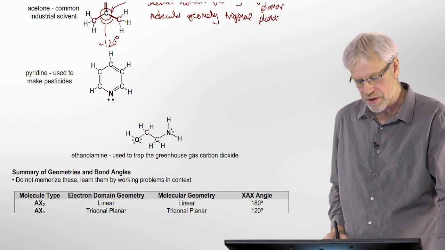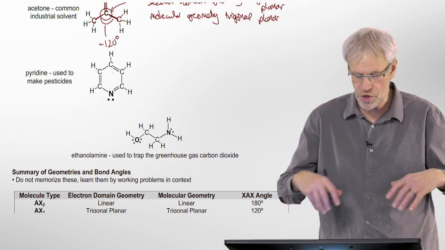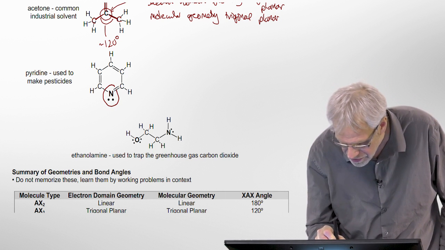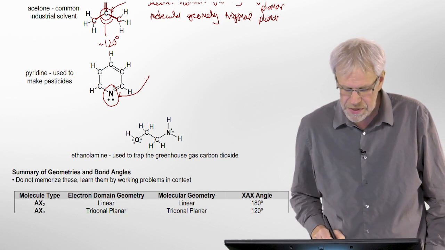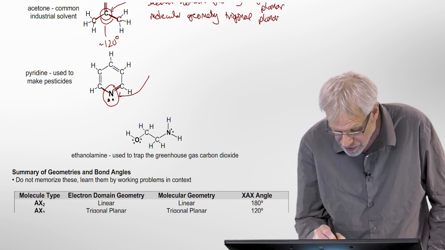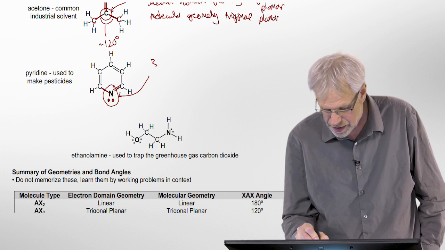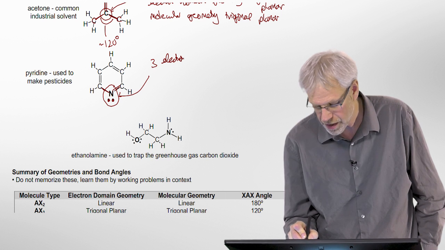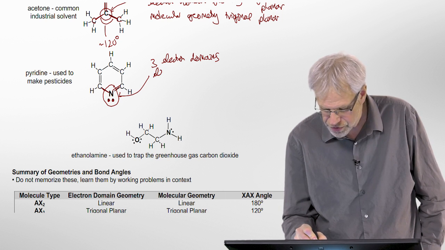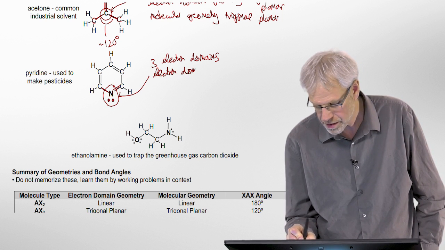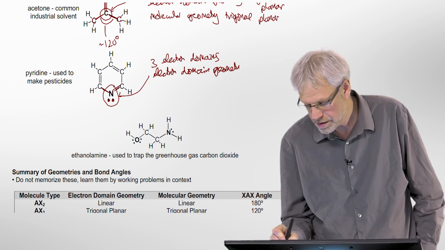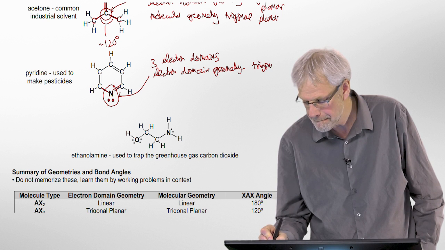Remember, non-bonding electrons help to contribute to the electron domain geometry, but not the molecular geometry. So for instance, pyridine, or more specifically the nitrogen atom in pyridine, if we count the number of electron domains, we find there's 3. There's one in this bond, one in this bond, and there's one in this non-bonding pair of electrons. So again, we have 3 electron domains, which means the electron domain geometry again will be trigonal planar.